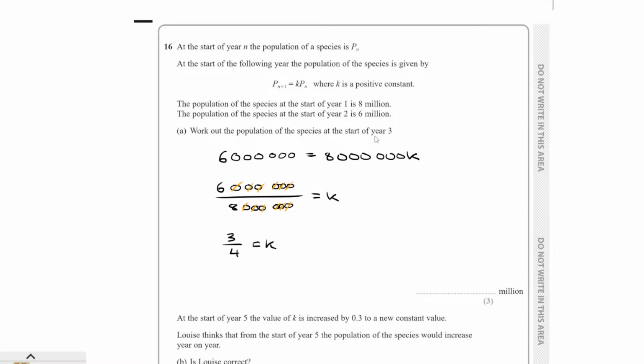And then they said work out the population of the species at the start of year 3. So I need to take the previous year, which is year 2. So that's 6 million. So to work out P, I guess you could call it P3, the 3rd year, is 3/4 times 6 million. So you just have to work out what is 3/4 of 6 million. So again, divide by 4, times by 3.